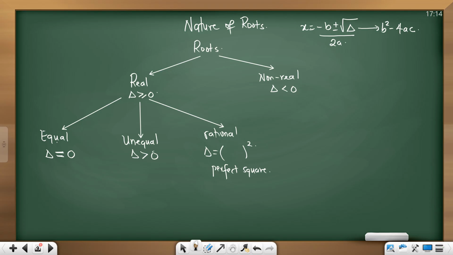Okay? Tseho, Fatu, this is your nature of roots. It's as simple as that. So let's answer this question now, quickly. I hope you're ready. Can I move to the question, guys? Can I move?